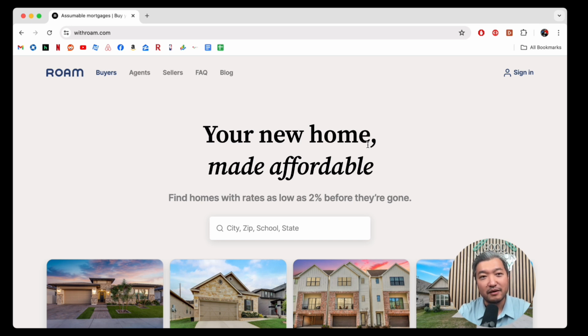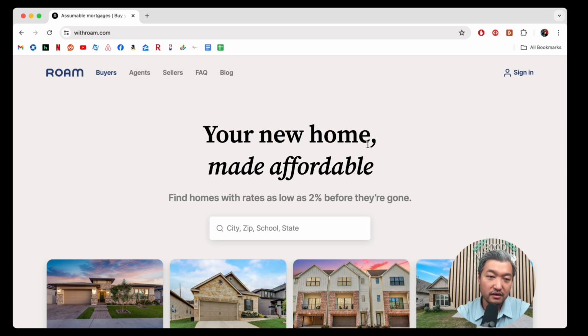With that, I'm going to explain FHA versus VA and the differences there. And then I'm going to go into this new website that makes it a little bit easier to take a look at what's on the market and what's actually assumable in your area, maybe the area that you're looking to live in, or the area that you're looking to invest in.